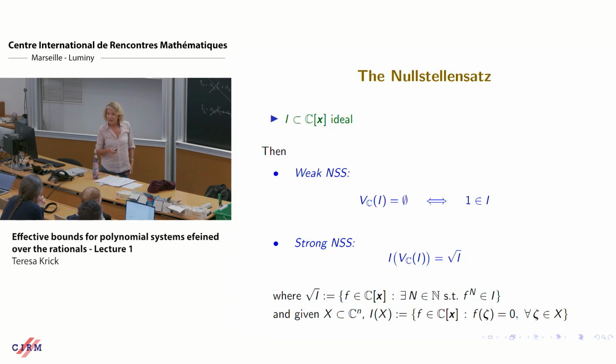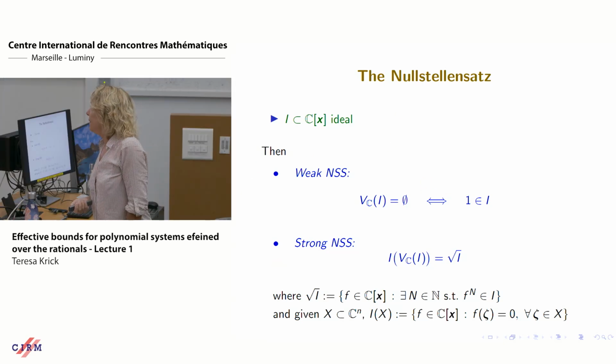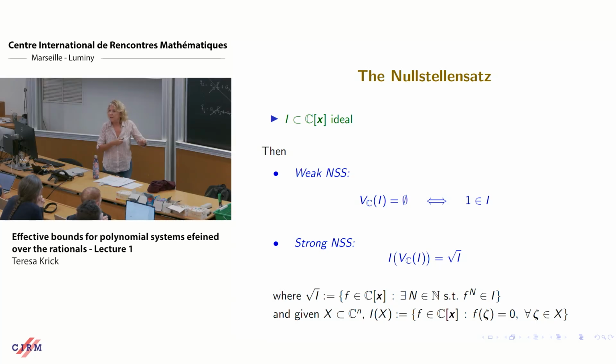I guess that everybody knows that going from the strong to the weak is easy, because if the variety is empty, then I is everything. Another thing that I think everybody can note is that going from right to left is easy, because if one belongs to the ideal, you cannot have a common root, because it should vanish at the root, and one doesn't vanish.